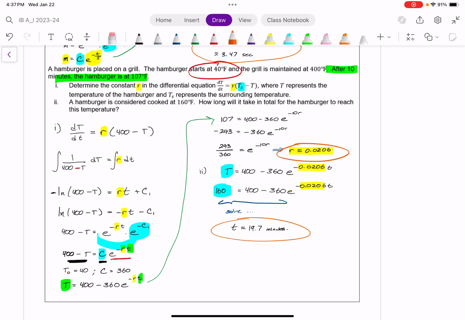That takes a while to cook the burger. Takes a while, probably about how long it took to answer the question. Whew.